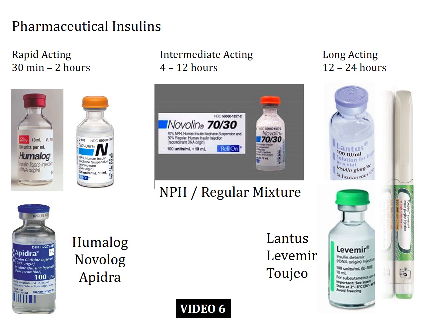So the pharmaceutical insulins, or the analogs, are characterized based on how long their duration of activity is. We have rapid acting, 30 minutes to 2 hours, intermediate acting, 4 to 12 hours, and long acting, 12 to 24 hours. Our basal insulins are the long acting ones. Our rapid acting analogs are our bolus ones.